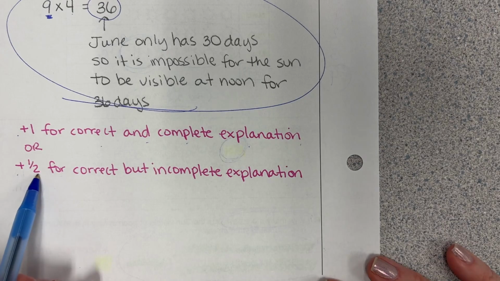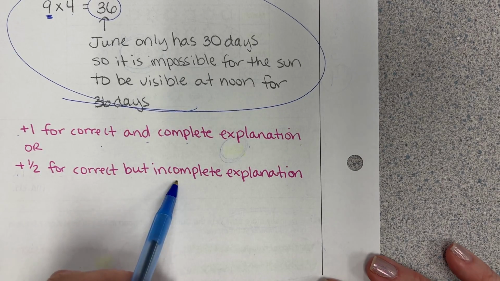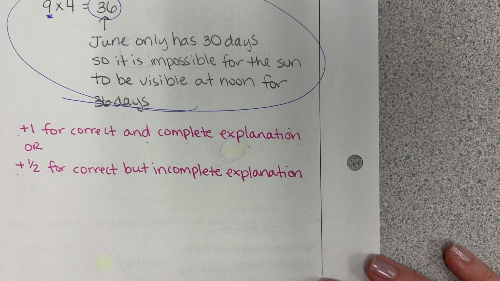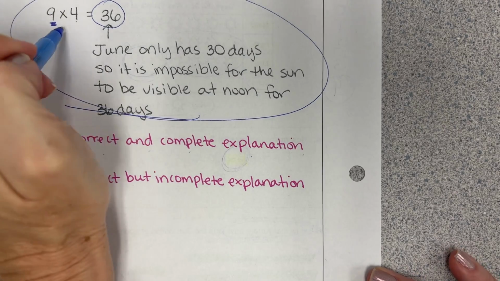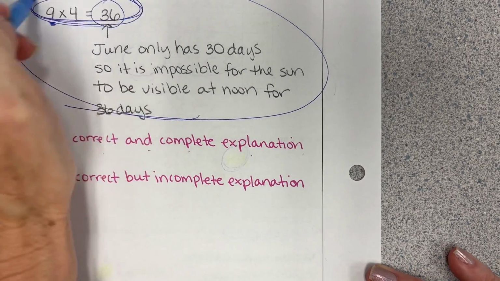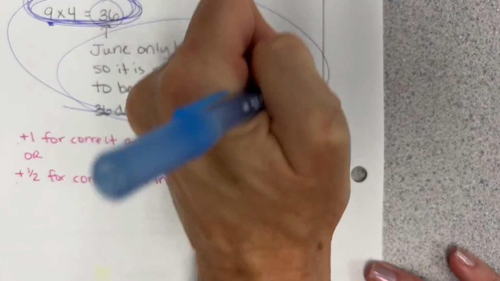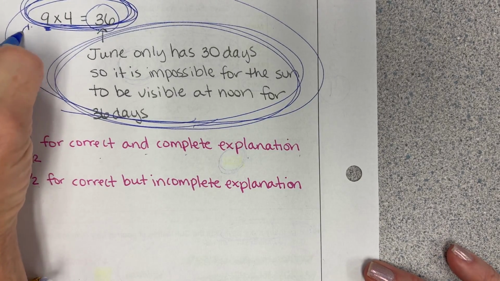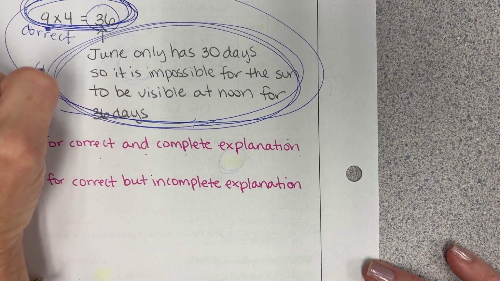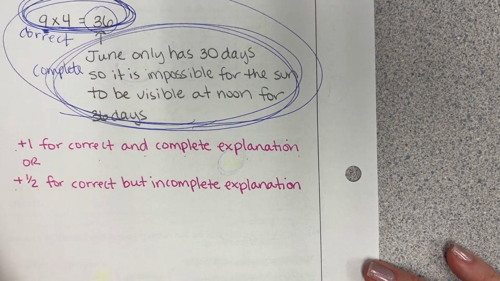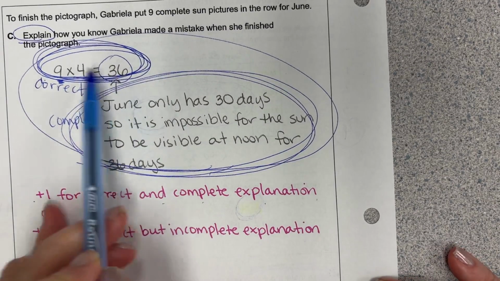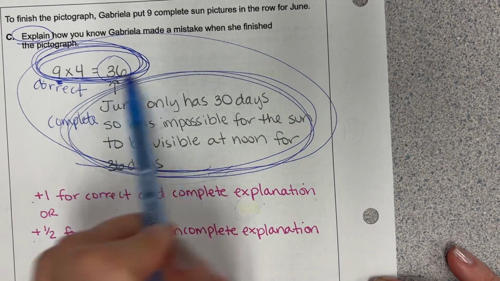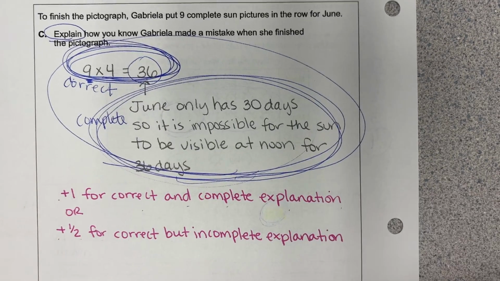They would give you a half point for a correct but incomplete explanation. So we'll have to look at what a correct but incomplete explanation might look like. Maybe like this is correct, but it's not really saying why it's correct. So it's like correct and complete. So maybe I would give a student a half point if they had the 9 times 4 is 36, but they didn't explain why that's impossible.